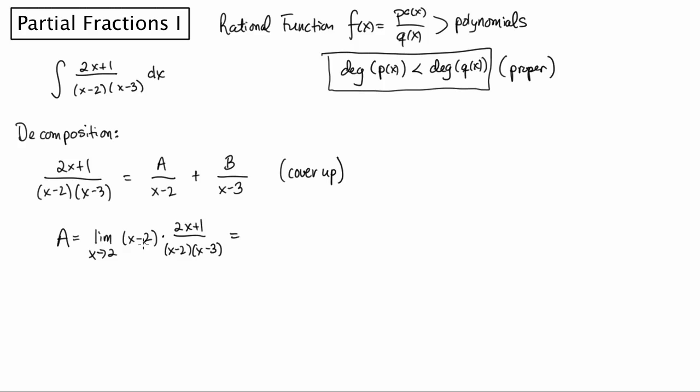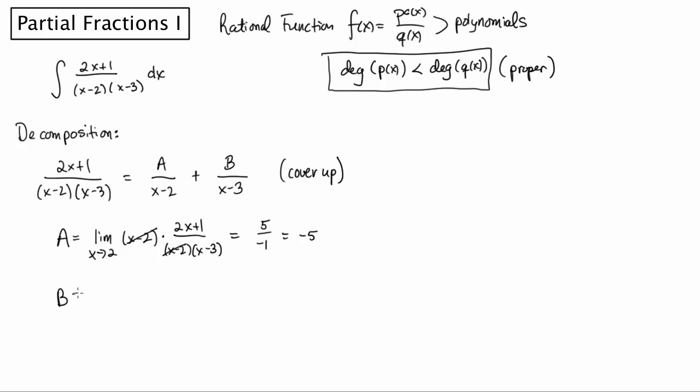So if I do this, I see the cancellation occurring here, and then plugging in x equal to 2, I'm going to get 5 on top and what looks like negative 1 on the bottom. So negative 5 is the result for A in that case.